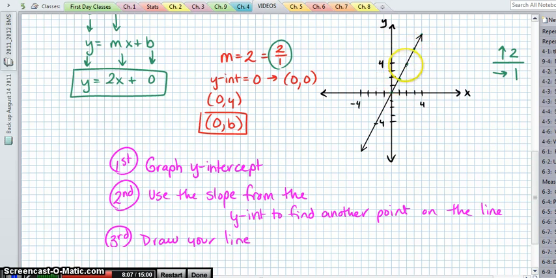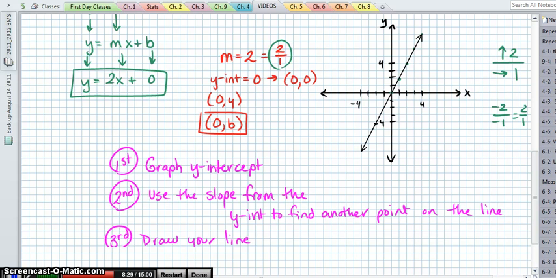I could also go backwards. I can go down 2 to the left 1, down 2 to the left, down 2 to the left. That's kind of like doing this, negative 2 over negative 1, which equals 2 over 1. Okay, but I didn't have to create a table. I didn't have to find, of course, there were no other intercepts. So it was a quick and easy way to graph this line.